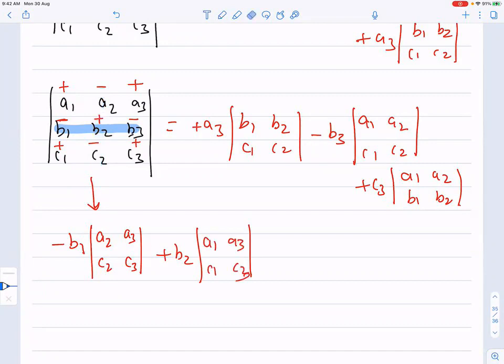Next, we'll close minus, the third row. Minus B3 minus, A1 A2 C1 C2. Perfect. Samjha, students? Yes, sir.